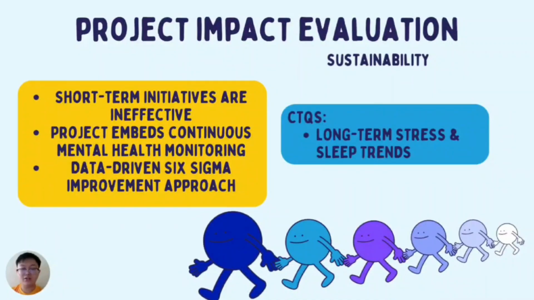Short-term mental health initiatives are often ineffective because they do not provide continuous support. Our project addresses this by embedding ongoing mental health monitoring. By using a data-driven Six Sigma approach, we can track the trends, reduce risk, and continuously improve the outcomes. So, the key CTQs for sustainability are long-term stress levels and sleep trends, which allow us to measure lasting impacts and ensure the project remains effective over time.